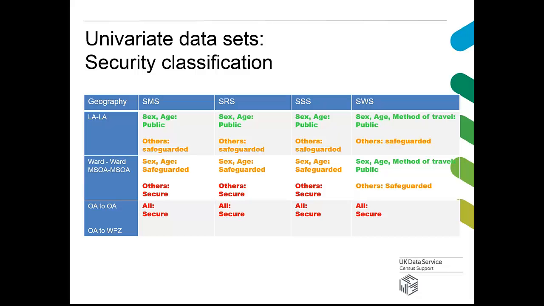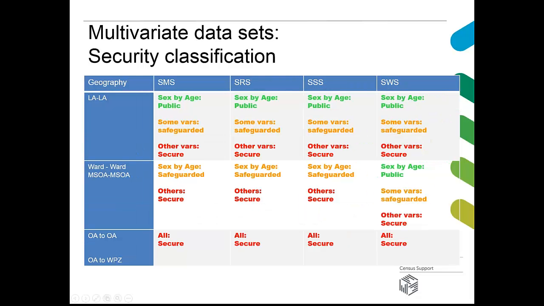This shows a similar picture for univariate datasets. The least detailed, and those with sex and age attributes, will be available at local authority level in an open form. As we add attribute detail, or as we make them more spatially detailed, then those become available as safeguarded data. As we get to the most spatially detailed level, and some of the more sensitive variables, they move into the secure group of tables.